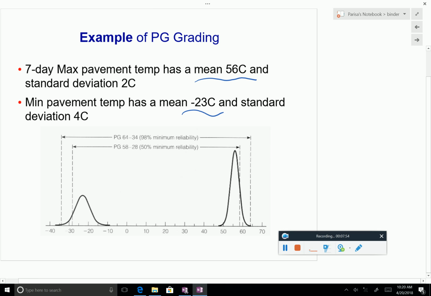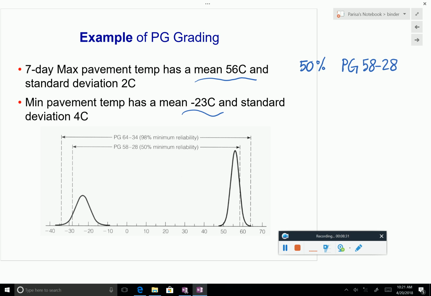So you go back and say, okay, if you just want to have 50% reliability, you just use 58, 28. Why do I say 50% reliability? Because if you consider normal distribution, and you are just considering the mean values, half of the time this is not going to be the good answer for your climate. So that's something we don't like. You want to have something which has better reliability.